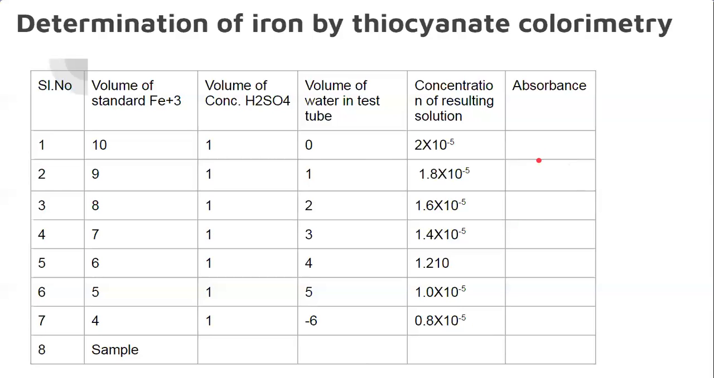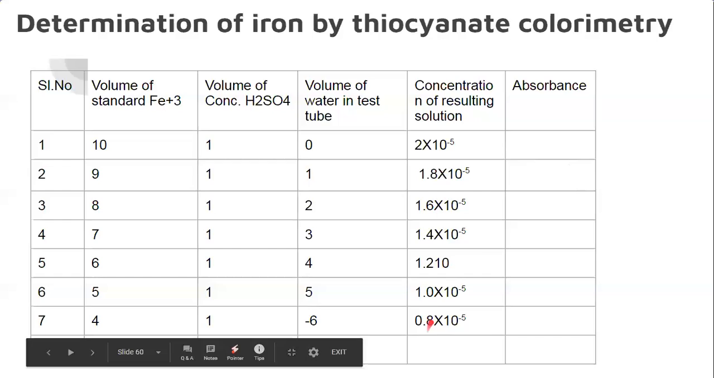We can find a trend: see in this column, the concentration of the solutions decreases. That means the trend of absorbance also decreases. If our absorbance decreases along with concentration, that justifies the Beer-Lambert law.